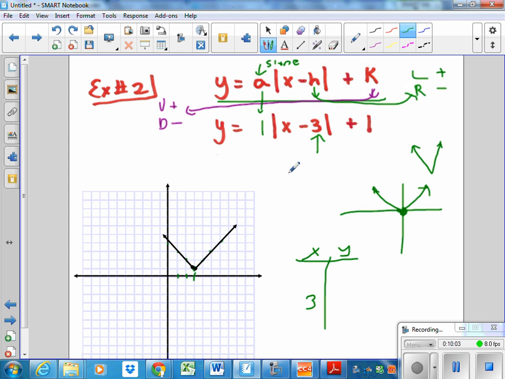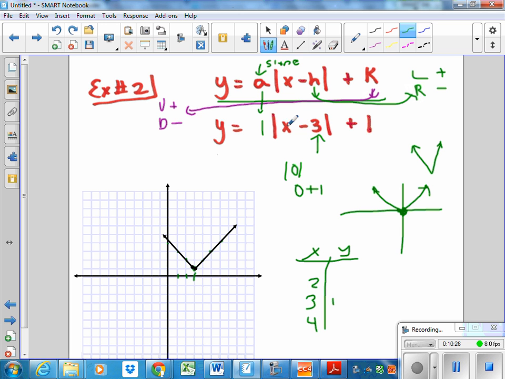That's my x value. Plug it in. What's 3 minus 3? 0. The absolute value of 0 is 0, plus 1. You just do a little math. 3, 1. Hey, guess what? 1, 2, 3, 1. That's the corner. Pick a number smaller, 2. Pick a number bigger, 4. Pick easy numbers. They'll help you.